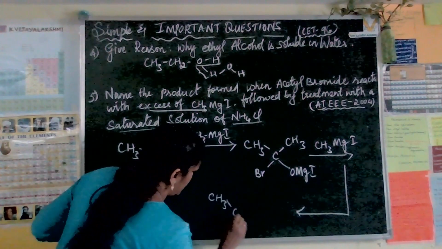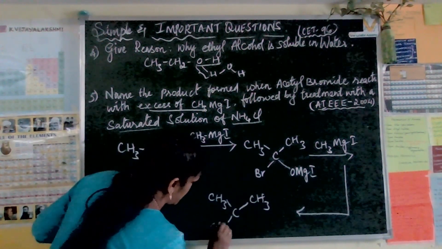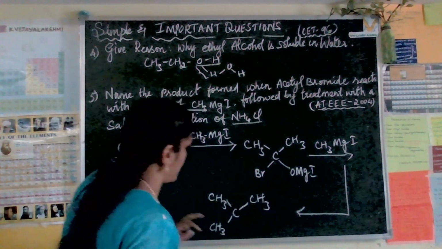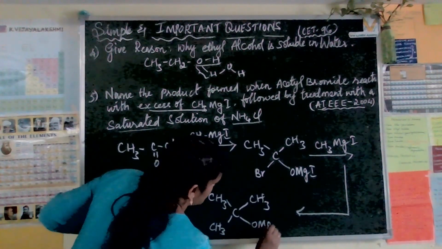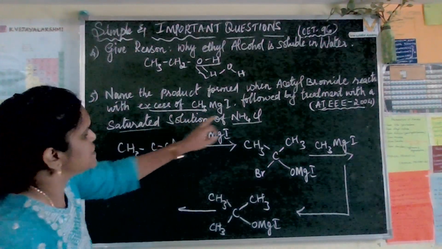CH3, here C, here CH3, here CH3. Three CH3 groups are there. Here one, and one more here, replacing that Br. Okay, now again, what is it?